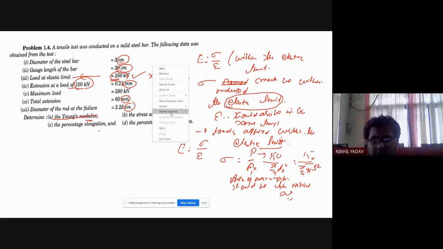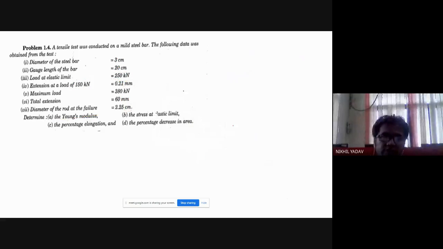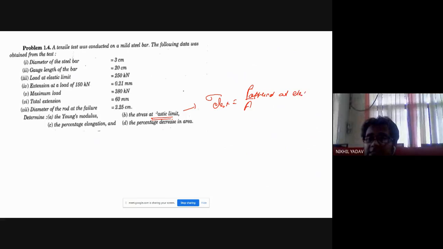Now we will find out how to find the stress at the elastic limit. It's very easy, man. The stress at the elastic limit is load upon area. It means that the load should also have been applied at the elastic limit, and the area, obviously, will be the same, that is the original area of cross section. Okay, fine. So what is the load applied at the elastic limit?